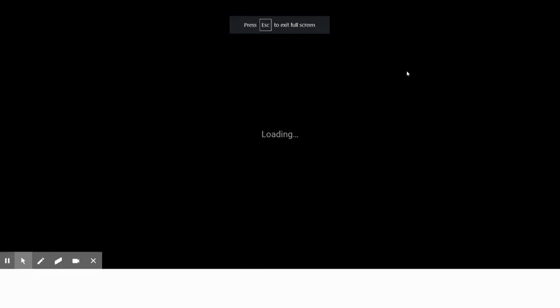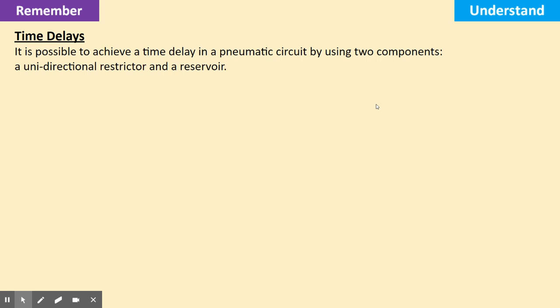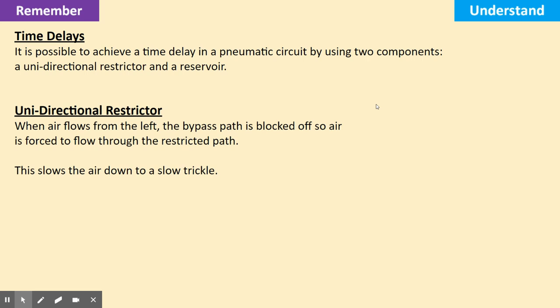Basically, what we're now going to look at is the different time delays. You can read through this in your own time. You can listen to me. You can pause, rewind, go back, whatever you want to do with this lesson. But time delays, it's possible to achieve a time delay in a pneumatic circuit by using two components. You have a unidirectional restrictor and a reservoir. A unidirectional restrictor will let the air flow from the left.